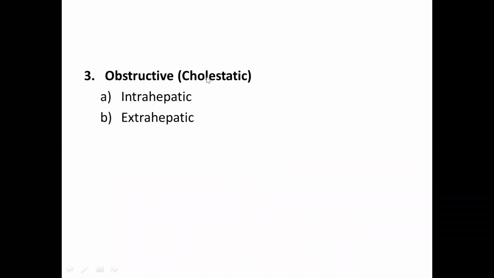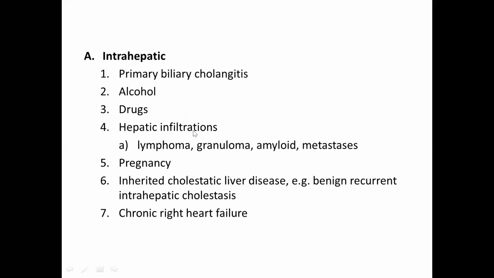Now the third one is obstructive or cholestatic jaundice. So first we have seen prehepatic, second one is hepatic, and third one is obstructive, or somewhere it has been written as post-hepatic. But the more accurate term is obstructive jaundice or cholestatic jaundice. So this obstruction may be intrahepatic, that is within the liver, or it may be extrahepatic, that is outside of the liver.